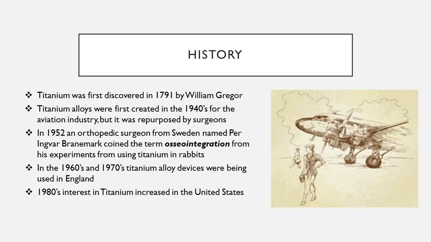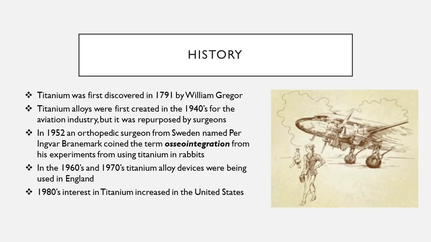Because it was harder to work with, it really didn't gain popularity until the 1940s, when certain alloys, even though they were more expensive, were found to have great mechanical properties and also to be much lighter than other types of metallic alloys that have the same strength. So because of that unique strength to weight property, it was first used in the aviation industry at a large scale, but later it was repurposed by surgeons for use as a biomaterial.